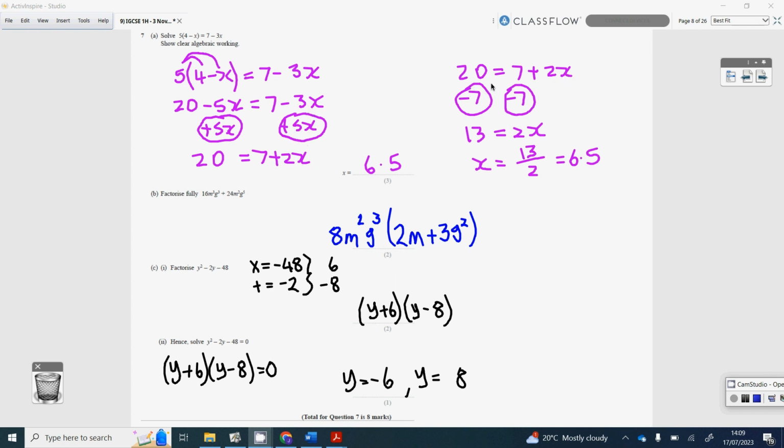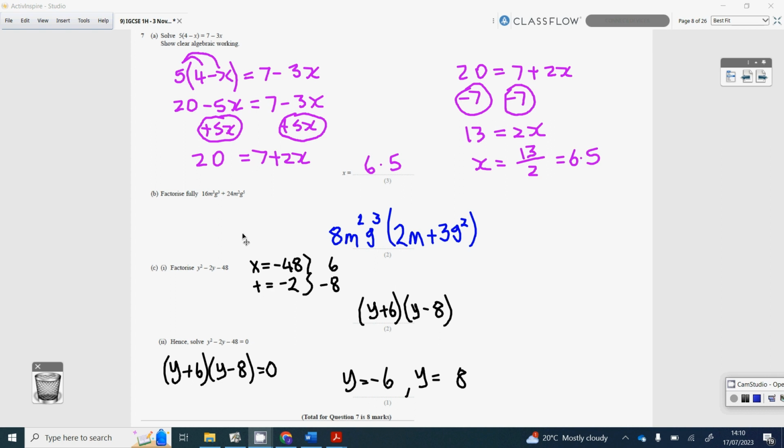I've just repeated that over here. So I've gathered all my x's on the right, so I'm going to gather all my normal numbers on the left. So I'm going to undo this 7 by subtracting 7 from both sides. So 13 equals 2x. How do you undo a times in by 2? You divide by 2, x equals 13/2, or 6.5.